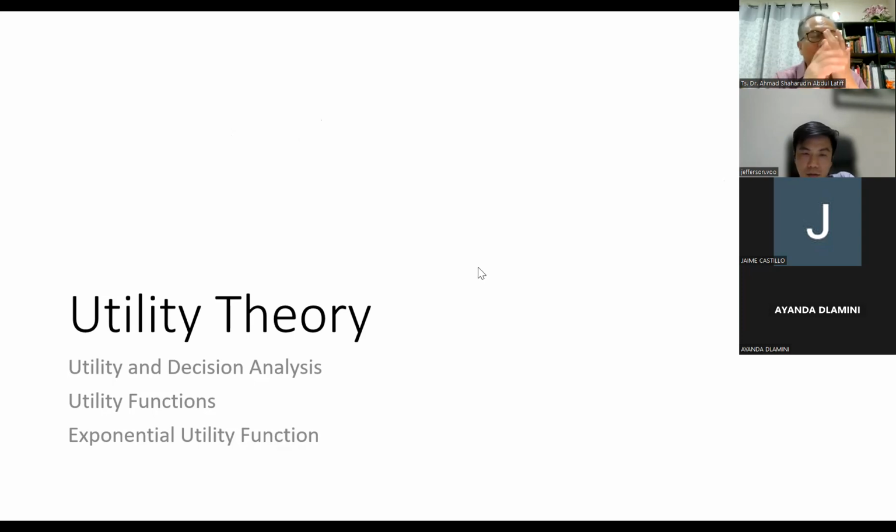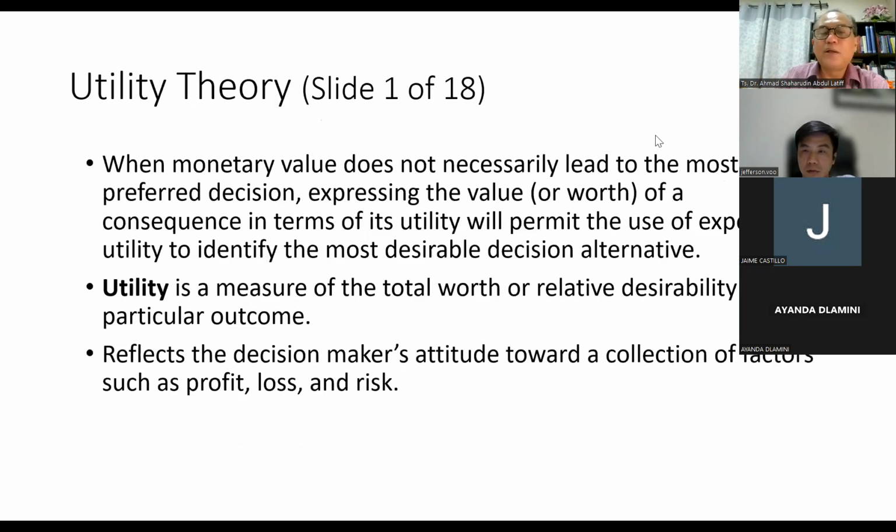Okay, utility theory is about how at times we are not concerned with just the monetary value. At times when we make decisions, we don't just look at monetary value. We also look at other values. So monetary values do not necessarily lead to the most preferred decision. Sometimes we look at other things.